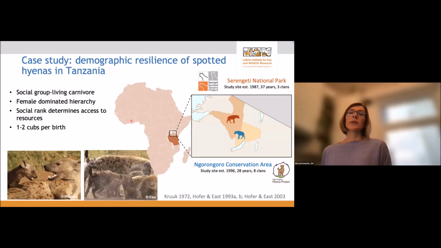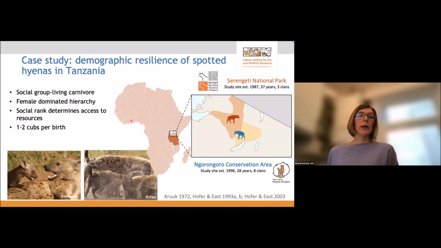So we demonstrate the relevance of the time-varying approach in a case study using the rich demographic data on two populations of spotted hyenas. These data are coming from Serengeti National Park, that's one population, and Ngorongoro Conservation Area. Both of these populations were monitored for more than 25 years, and so represent very rich demographic data, also with very high temporal resolution.